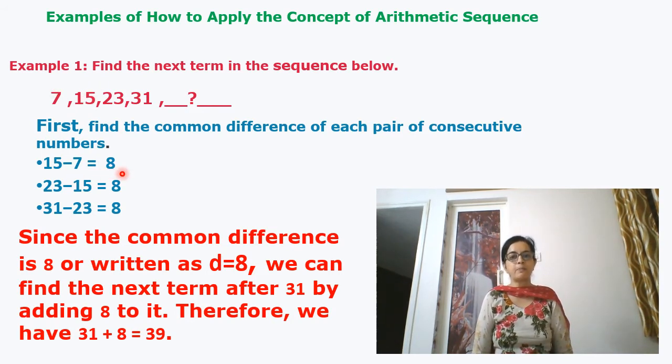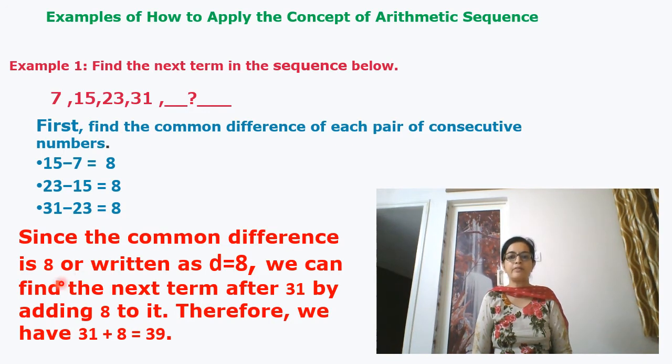Move to the next pair. The next pair is 15 and 23. Subtract the previous term from the consequent term, that is 23 minus 15. Again you get the common difference 8. Move to the third pair. The third pair is 23 and 31. Find the common difference by subtracting the previous term from the consequent term. You get 31 minus 23 is 8. Here you can see that the common difference is same when we subtract the pair of terms.